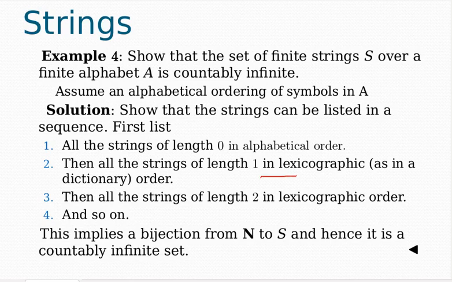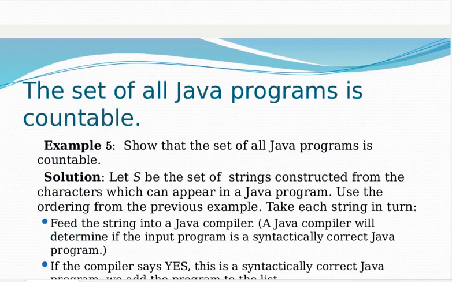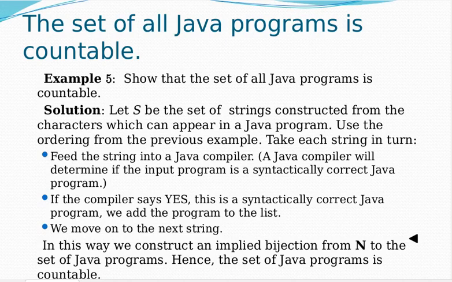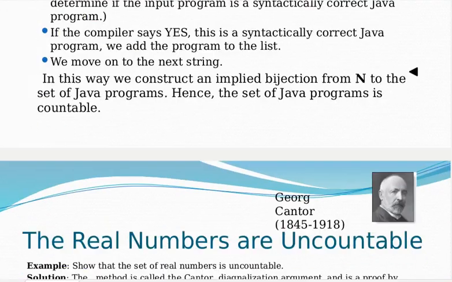So this is how we write them in the dictionary. So we keep on adding. Now this implies a bijection from N to S, and hence it is a countably infinite set, right? So we keep on adding strings. Now the next thing is the set of all Java programs is countable. We can do that as well.